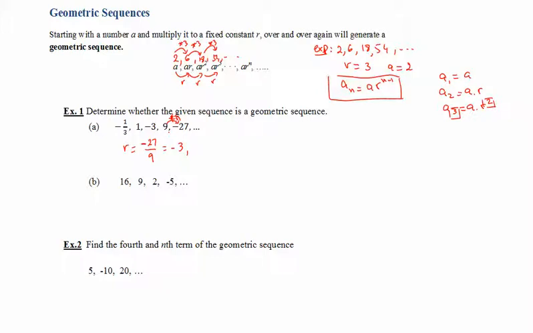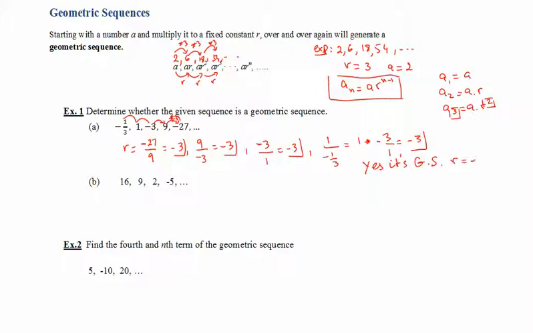That's good. But is this the same here? So we're going to check. Is 9 divided by negative 3 also minus 3? Yes, it is. And let's try here. Is negative 3 divided by 1 equal negative 3? Yes. And then 1 divided by negative 1/3, that's also 1 times minus 3 over 1, which is also negative 3. So it looks like we go from one term to the other by multiplying by negative 3. And therefore, yes, the sequence is a geometric sequence, and the ratio is minus 3. And the first term will be minus 1/3.